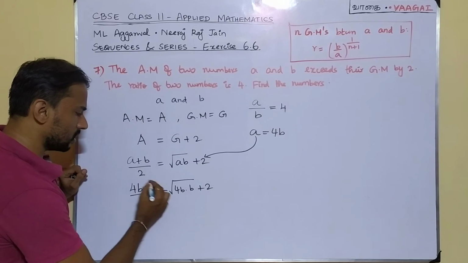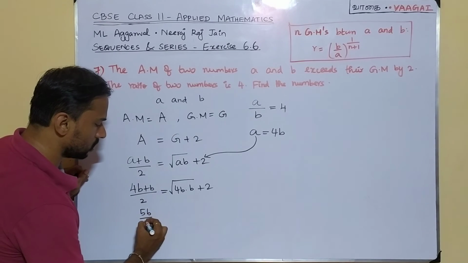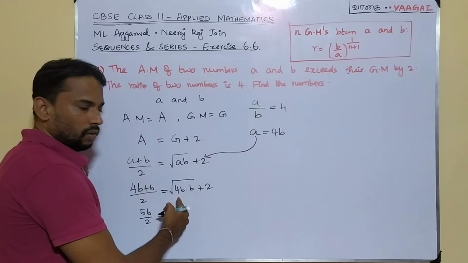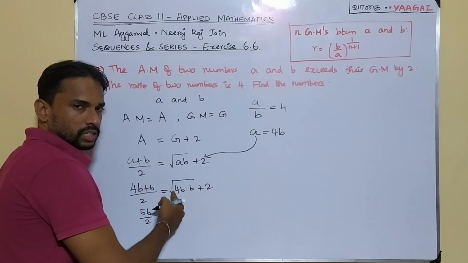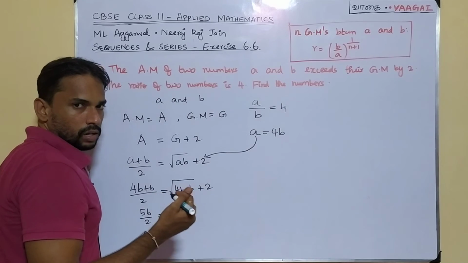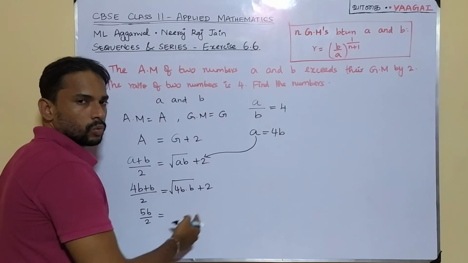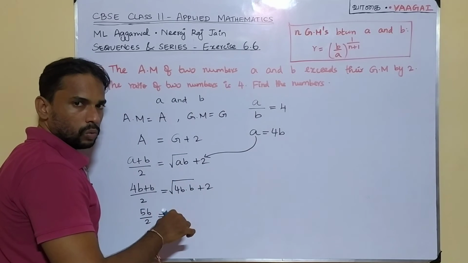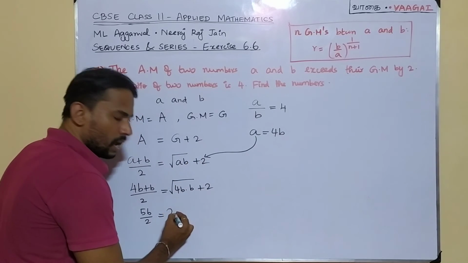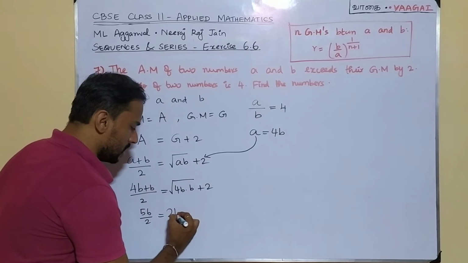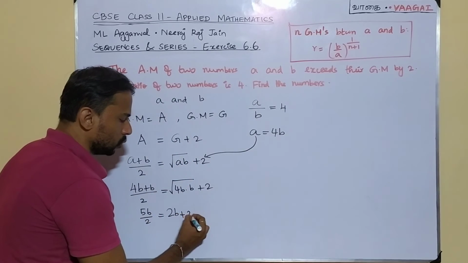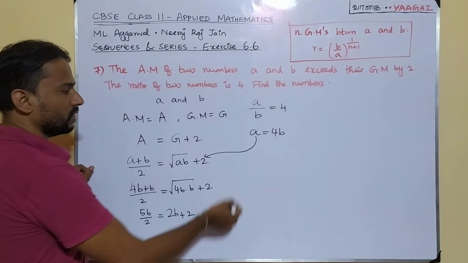So what next I will have is 5B by 2 is equal to, now come here, we have 4B into B, that means this is 4B square. The root of 4B square: we know root 4 is 2 and root of B square will be B. So simply we will have 2B. So 2B plus 2, this is what we will be getting.